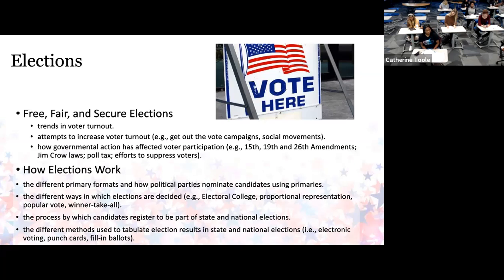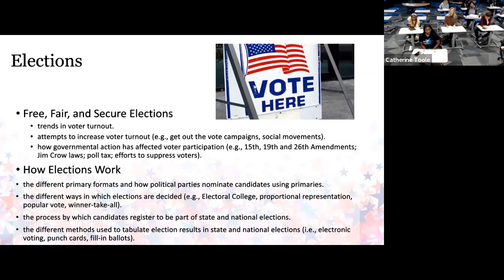Punch cards were a big deal in Florida in the year 2000. If you ever want to watch some hilarious news footage, Google hanging chads. Because there were these ballots that hadn't been fully punched. So they had to punch a hole for the candidate they wanted. And they were counting all the votes in Florida and trying to decide if it was going to be George W. Bush or Al Gore.